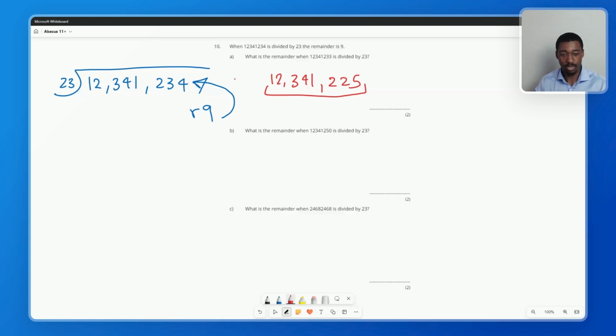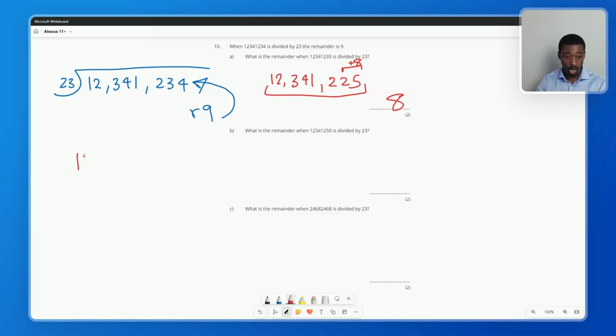Okay. So now, on a side note, let's work out part A, because with that understanding, we should be able to work out everything, but let's just go through part A. What's the remainder when we divide 1, 2, 3, 4, 1, 2, 3, 3 by 23? Well, here, because 12,341,233 is 8 more than 12,341,225, it's 8 more, the remainder is going to be 8.